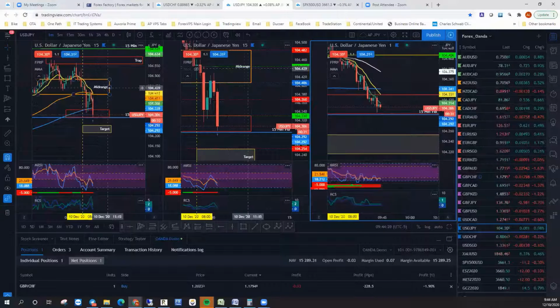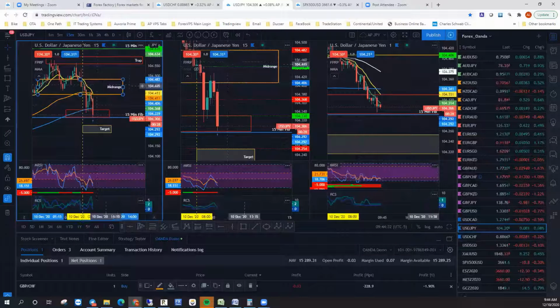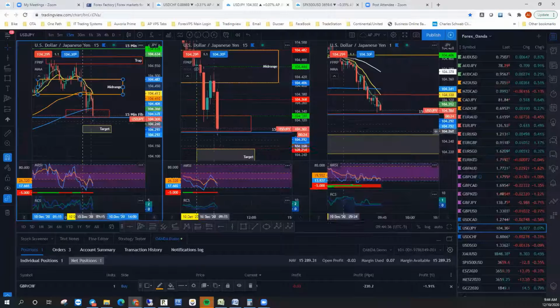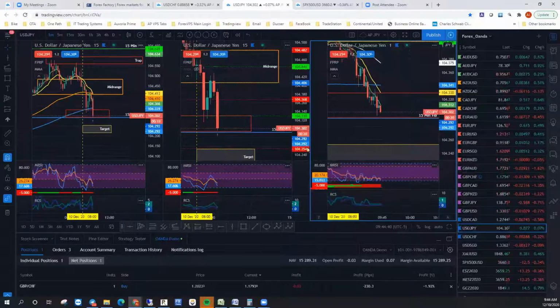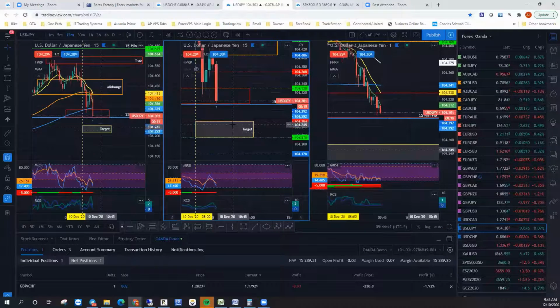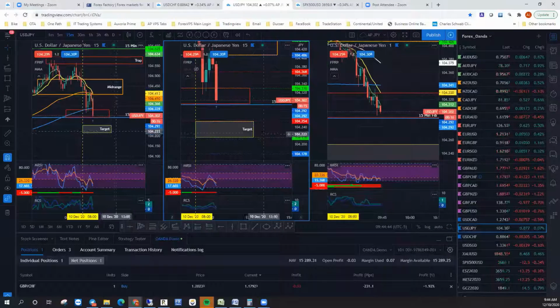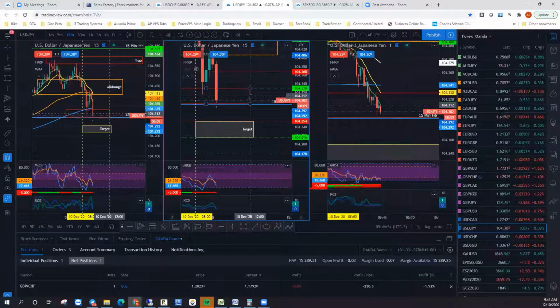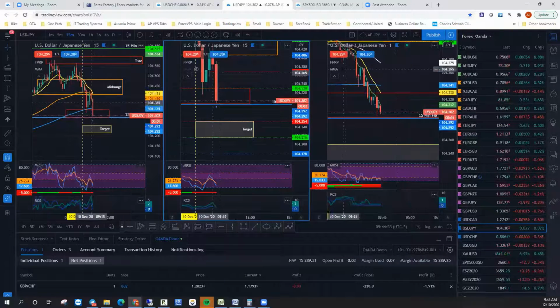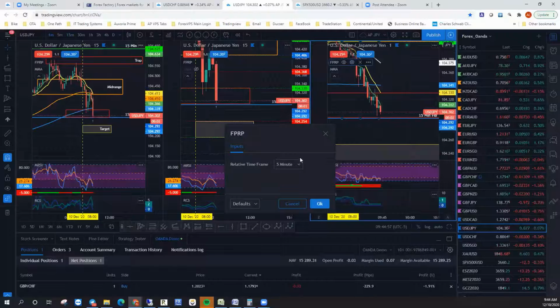And see where it comes back to the mean again. It still might come down and hit this target. Let's see where a 2-minute line is on this.